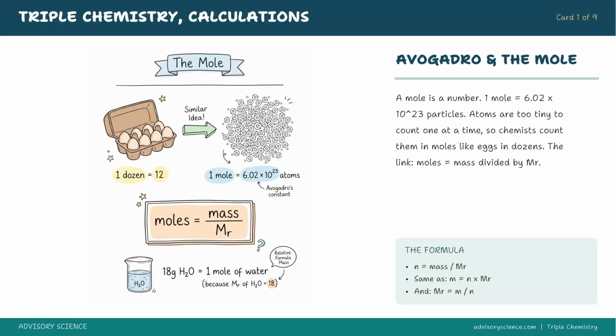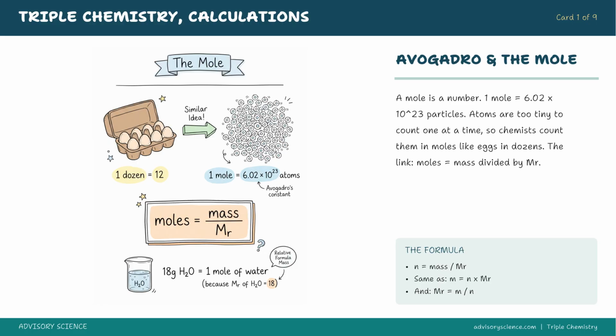These slides are for triple chemistry. Higher tier triple gets the most calculations, so let's look at Avogadro and the mole. The mole is called the chemist dozen. 1 mole equals 6.02 times 10 to the 23 particles, and that number is Avogadro's constant.